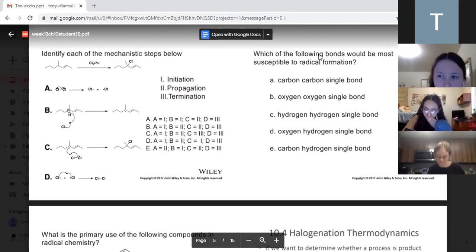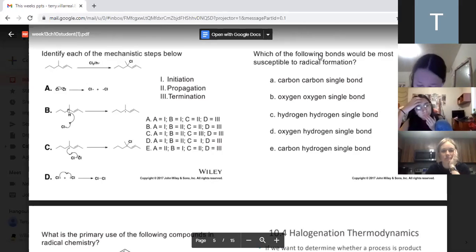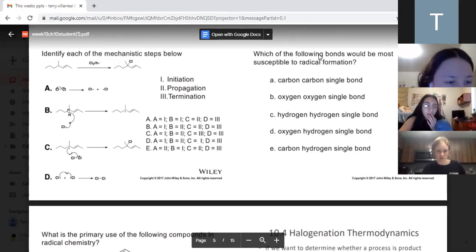Okay, so which one did you guys come up with? What is step A? Initiation. Yep, no radicals before, radicals after: initiation. What is step B? Propagation. Yep, radical before, radical after. What type of propagation step is it? What is it taking? It's taking a hydrogen. Hydrogen abstraction.